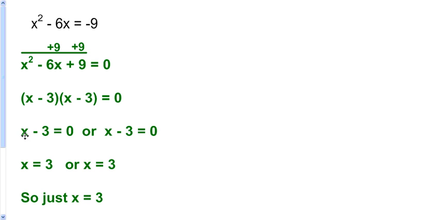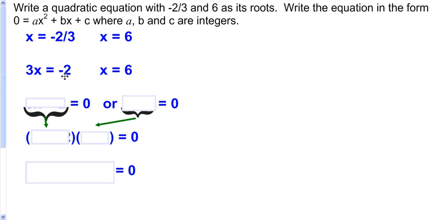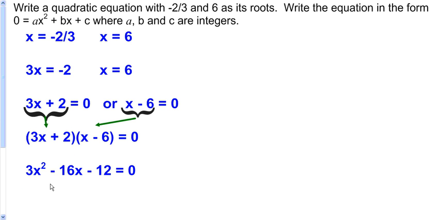Now, you'll notice as we go back here, we need to have this set equal to 0 and this set equal to 0 so we would know what to put into our parentheses. So that's what we're going to want to do here. We want to have each one of these things set equal to 0. So we'll have to add 2. We'll have to subtract 6. When the two things are set equal to 0, it tells us what we need to put into our parentheses. Now, they're looking for it not with parentheses. They want it all worked out, so we're going to have to FOIL this. When you FOIL this, we end up getting a 3x squared minus 16x minus 12.